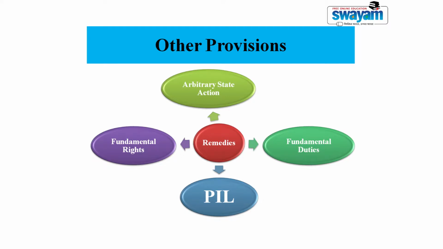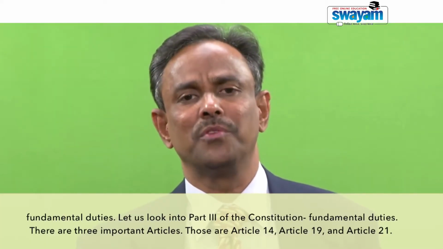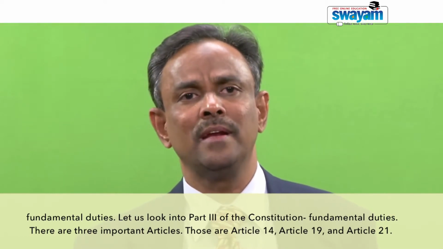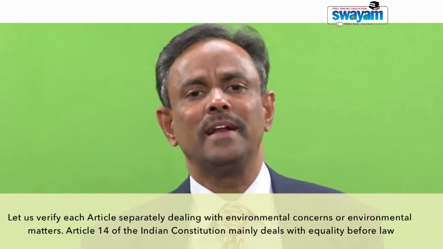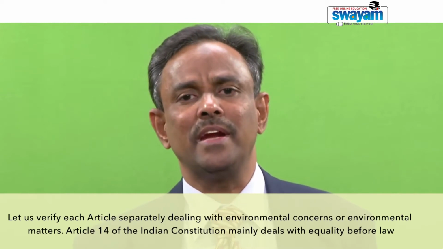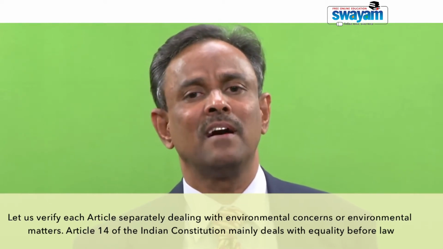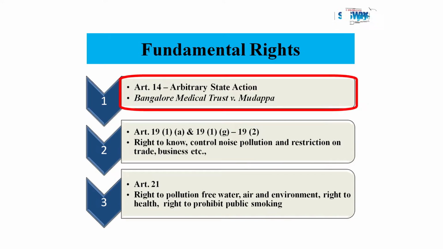Let us look into Part 3 of the Constitution, fundamental rights. There are three important articles: Article 14, Article 19, and Article 21. Let us examine each article separately as it deals with environmental concerns or environmental matters. Article 14 of the Indian Constitution mainly deals with equality before law and equal protection of laws.